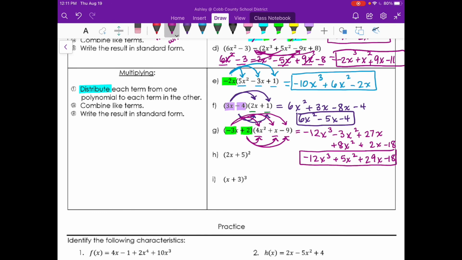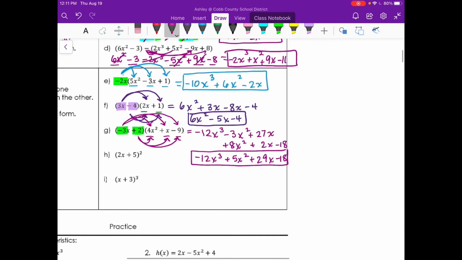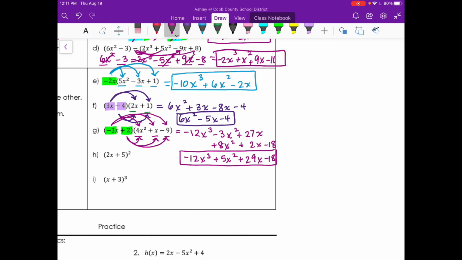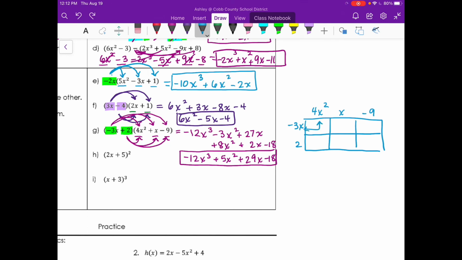And we're done. You can also do this one using the box method. I've showed you how to do that with a binomial times a binomial. You can multiply any types of polynomials together this way. So for that particular one, you would make a 2 by 3 box, and you would put your binomial on the 2 boxes like this, and your trinomial on your 3 boxes like this. And where the 2 terms meet up, that's where you multiply them.